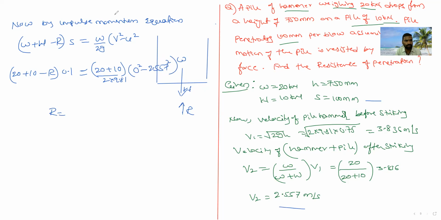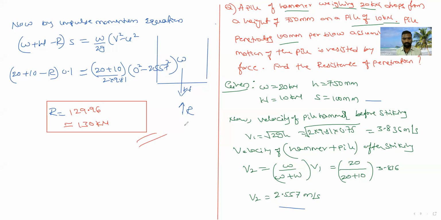This is important. How much is it? It is equal to 129.96, that is nearly 139 kilonewtons. This much resistance is coming from the ground. Okay, so this completes the entire problem.